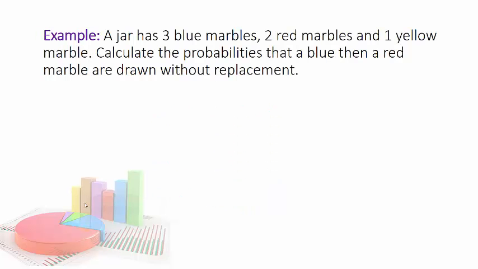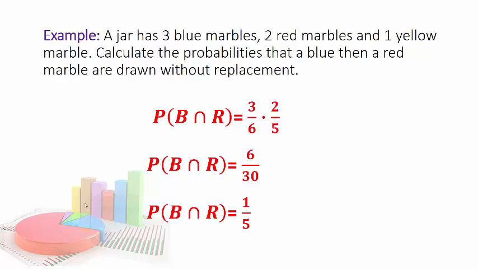A jar has 3 blue marbles, 2 red marbles, and 1 yellow marble. So we have a very small sample here. Calculate the probability that a blue, then a red marble are drawn without replacement. And notice how I'm giving you the order here. All right, so the probability of a blue, well, there's 6 marbles. That should be 3 out of 6. But when I take out that marble, my total number of marbles has changed to 5. And there are 2 red marbles left. So I can say the total probability is 6 out of 30, which is basically 1/5.